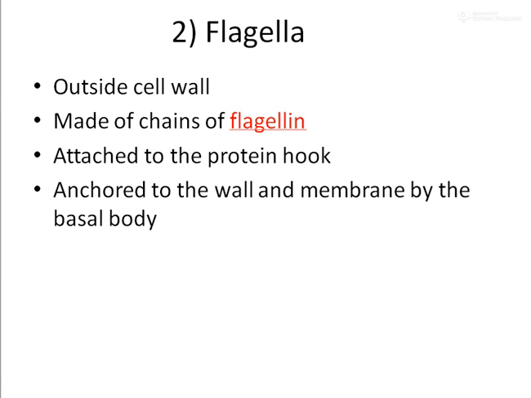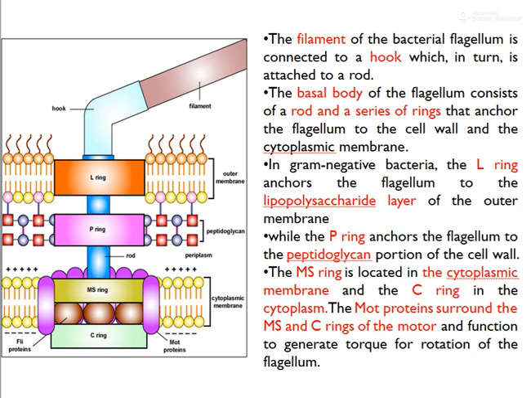Now then we have the flagella. Flagella are mainly found outside the cell wall, and are made up of chains of protein called flagellin. It is anchored to the cell membrane by the basal body, and a protein hook is also present. The flagellum is usually found extending outside of the bacterial cell.